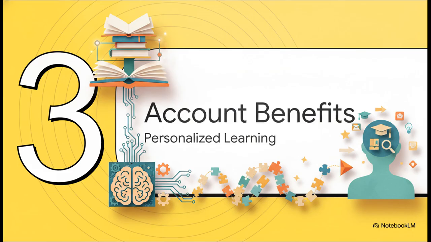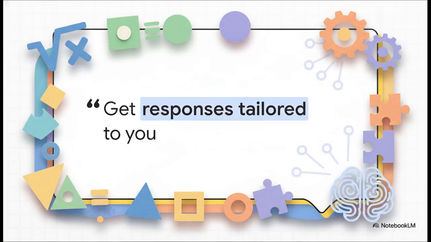Section 3. Benefits of user accounts. Unlocking personalized learning. Now, this prominent call to action really shifts the entire experience. It says, get responses tailored to you. In the context of a 6th grade math course, that is a pretty profound promise. It suggests the AI can actually adapt to the user's specific pace, play to their strengths, and recognize the areas where they might be struggling.